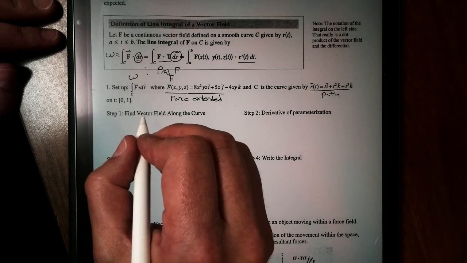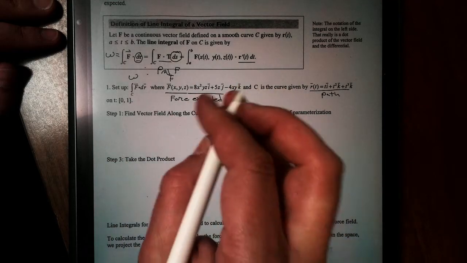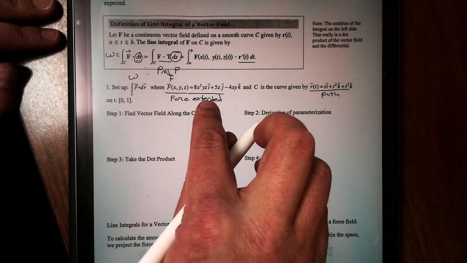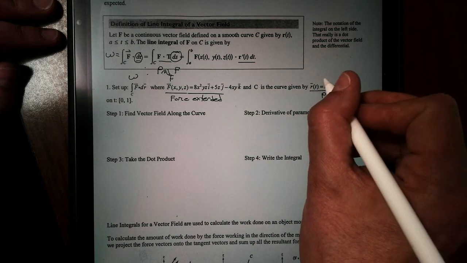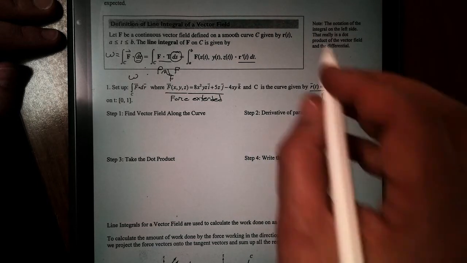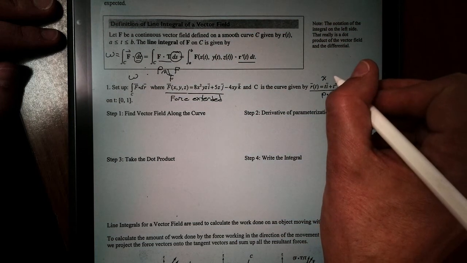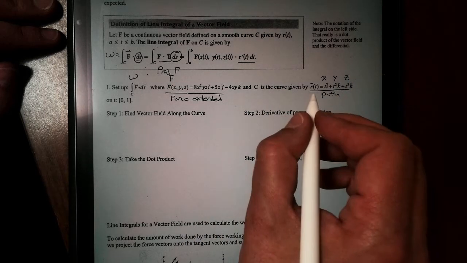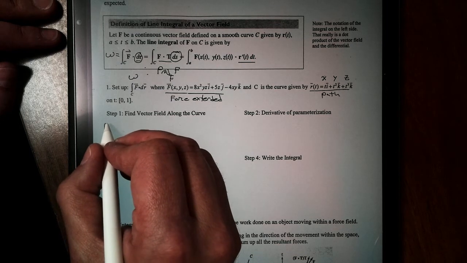So the first thing is we have to find our vector field along the curve. What that is telling us is that we have to convert our vector field, our force, into terms of t, using our path. Well, we know that our x of t is just t, our y is just t squared, and z is t cubed. I can plug each of those into our force vector, our force equation.